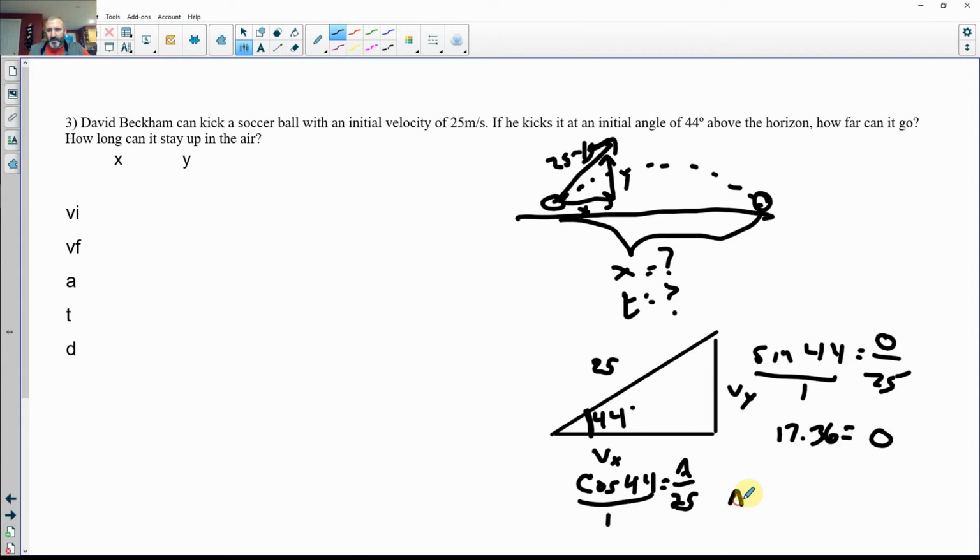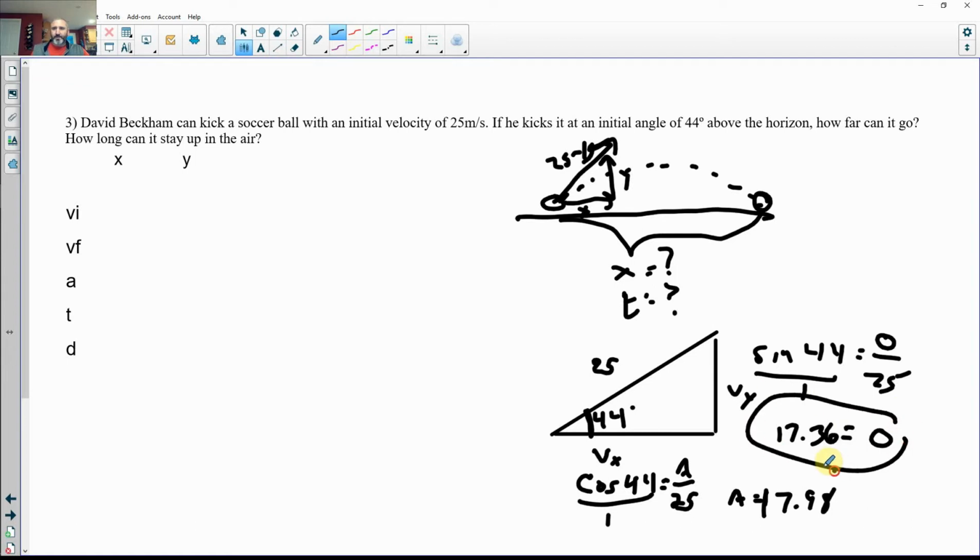So A is 17.98. And here's the first question I want to ask you. These are pretty close to being the same thing. And that shouldn't surprise you because 44 degrees is almost 45 degrees. And if this is a 45 degree angle here, that means this side and this side have to be the same. So that's just another kind of check for you to see if you got numbers that are in the remote zip code of possibilities.